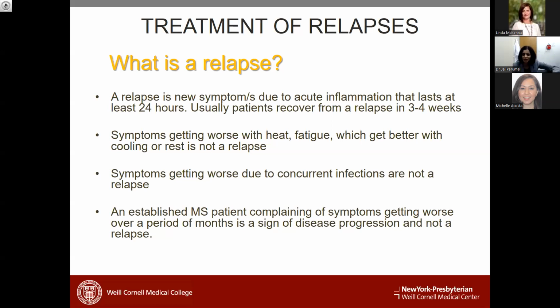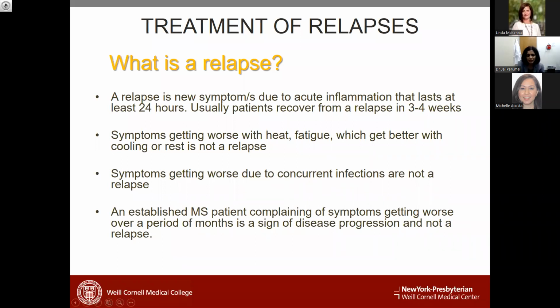You have to address the underlying problem, especially if it's caused by infection. So if a patient is feeling worse because they have a UTI and we give them steroids, it's going to be counterproductive because steroids can make their infection worse. So we need to be able to distinguish so-called relapse from a pseudo-relapse.